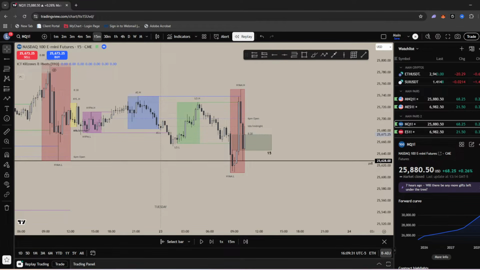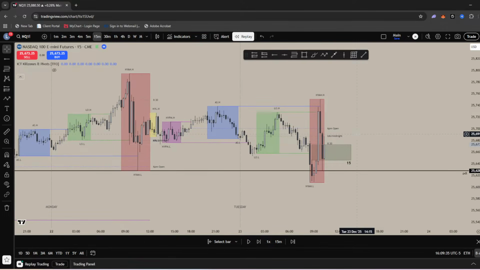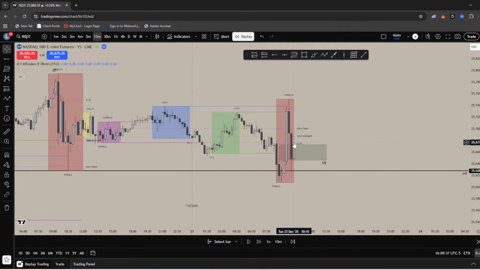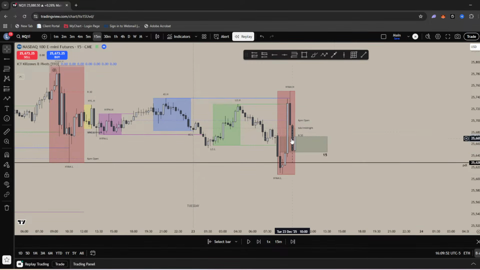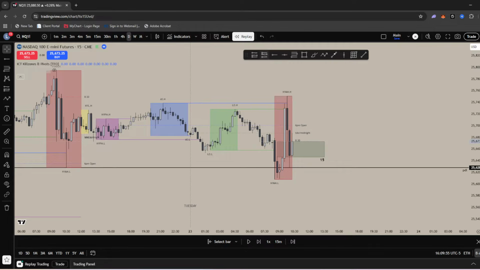This first example isn't like the greatest example, but I actually like it because it brings in a lot of parts together. So this was from Tuesday, December 23rd, and I didn't take this one just because I didn't like the volume, but this setup actually is pretty good. It would have been better if we did have a better draw, like a London high or an Asia high. We had this draw on liquidity right here, but basically, let me show you guys exactly from the top.